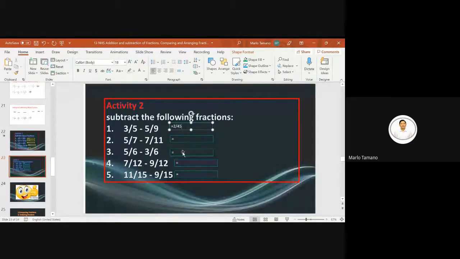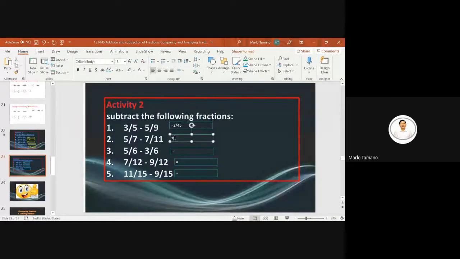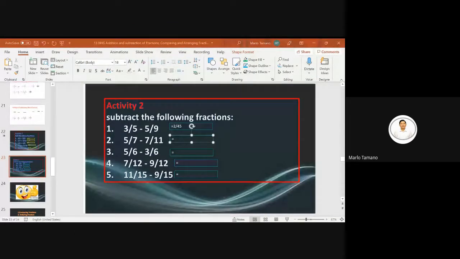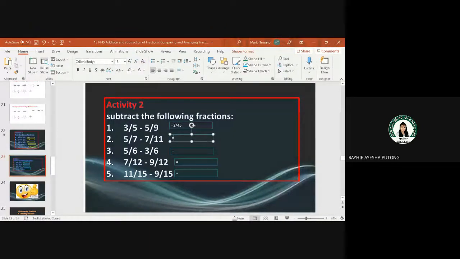Next. Number 2. Number 2 po, sila na lang po ang magsasagot. Sila lang po ang nakakaintindi ng lesson natin. Sige, 6/77 po. 6/77. Next, number 3.